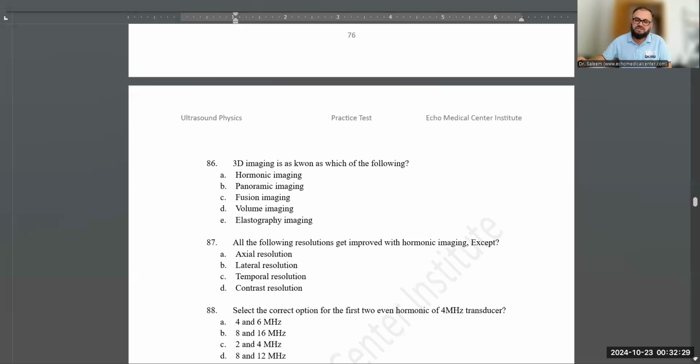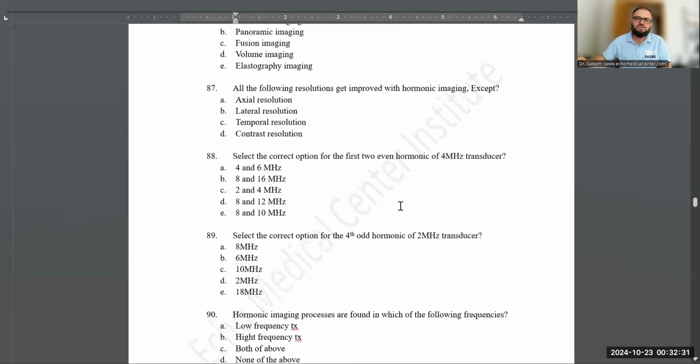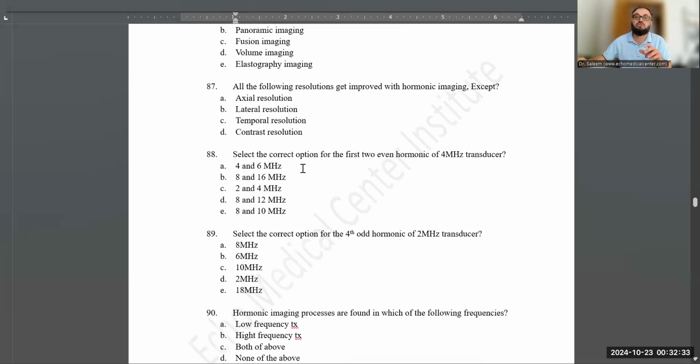Okay, next question. Select the correct option for the first two even harmonics of a 4 megahertz transducer. So if you have a 4 megahertz transducer, what do you think the first two even harmonics will be? Which of the below? What do you think? Correct. B is the correct answer.